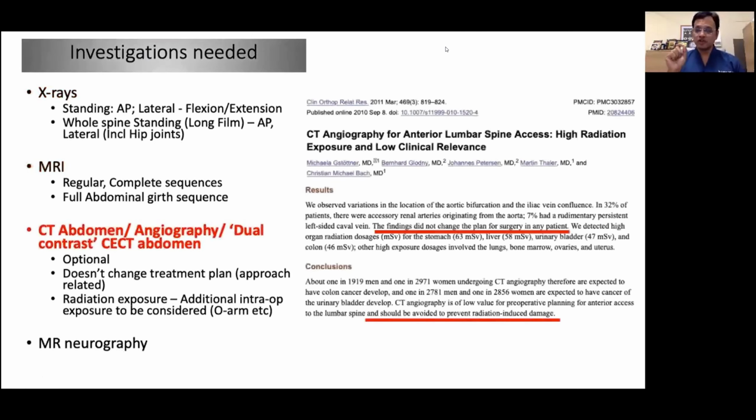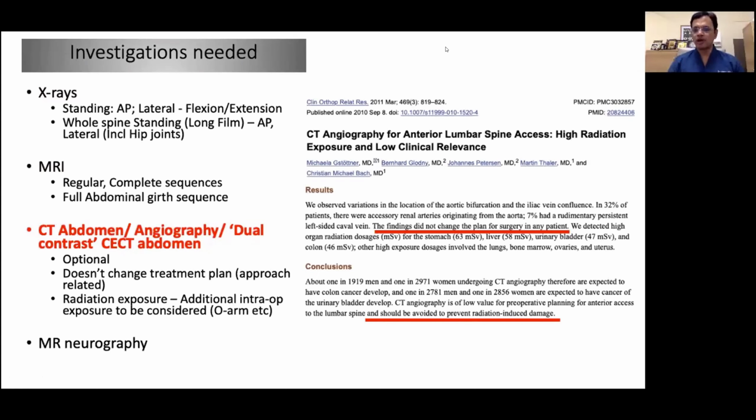I was mentioning whether we should do specifically any investigations to find out any other abnormalities, like CT abdomen, a CT angiography, or a dual contrast CT abdomen. As studies have shown, though they may detect abnormalities in a larger percentage of patients, nearly around 40%, these findings are not going to change the plan of surgery for any particular patient. And especially the radiation induced damage is there.